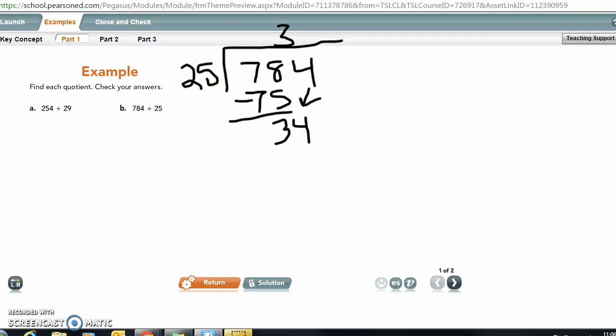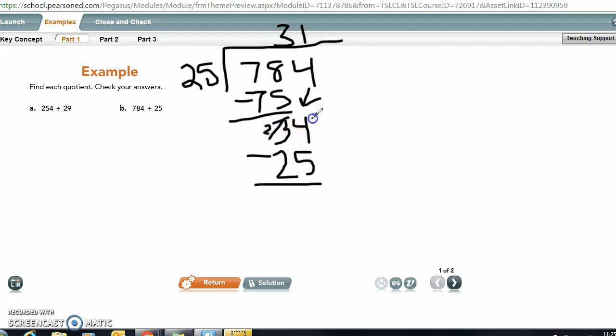25 goes into 34 once. So now I ask myself, how many times does 25 go into 34? Well, one time. 1 times 25 is 25. Now I need to subtract. 34 minus 25.